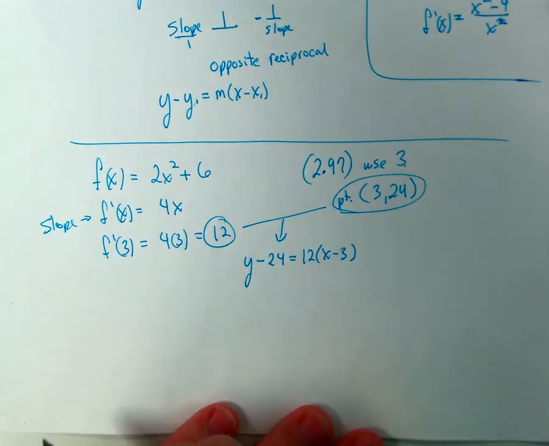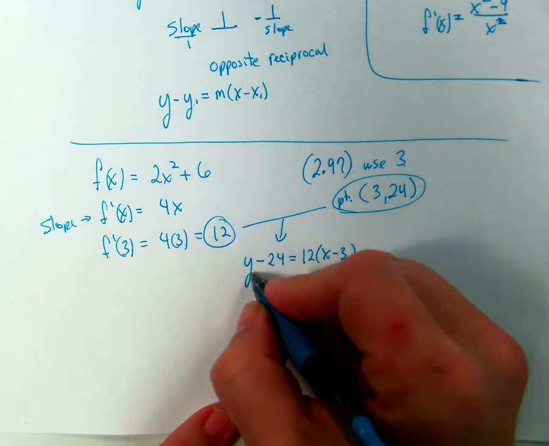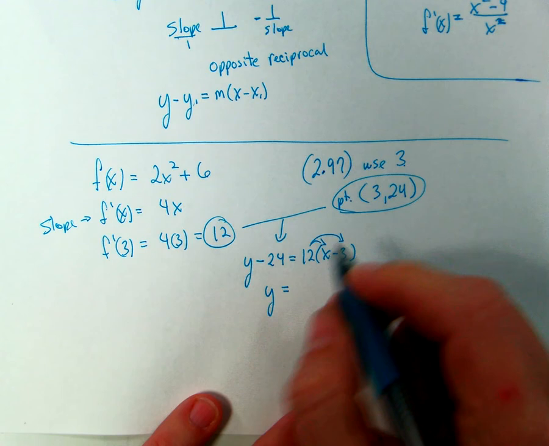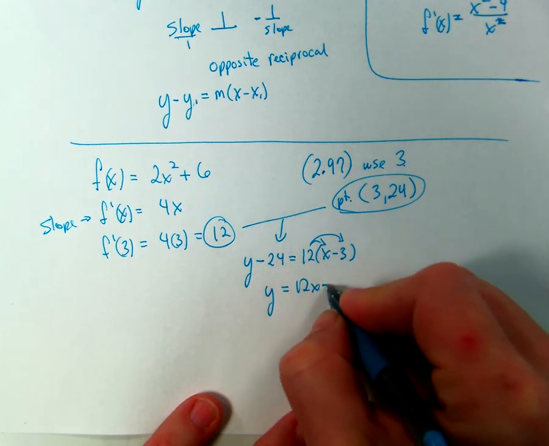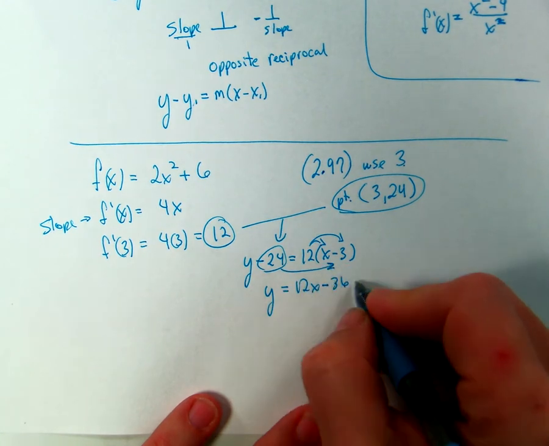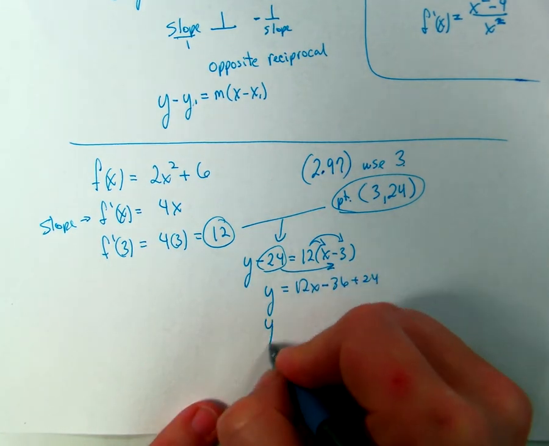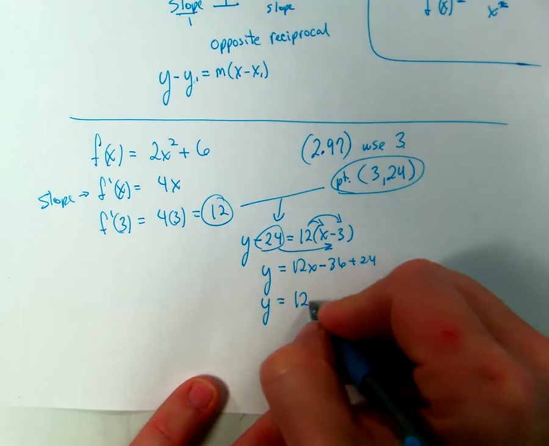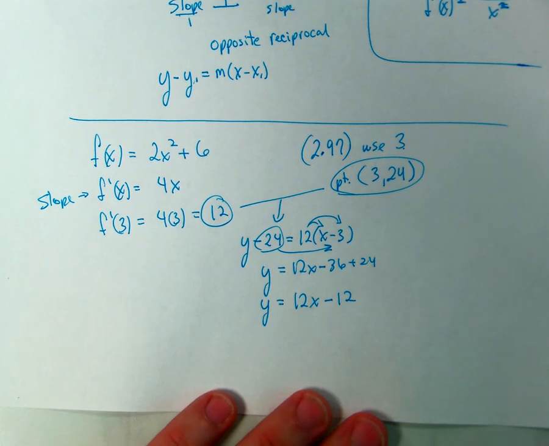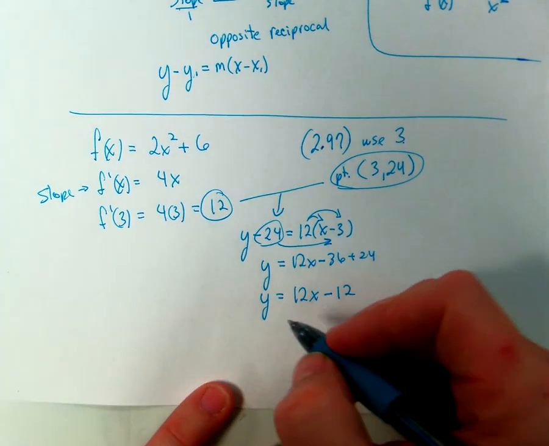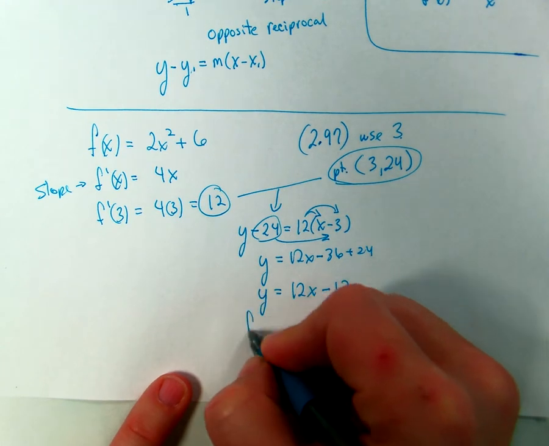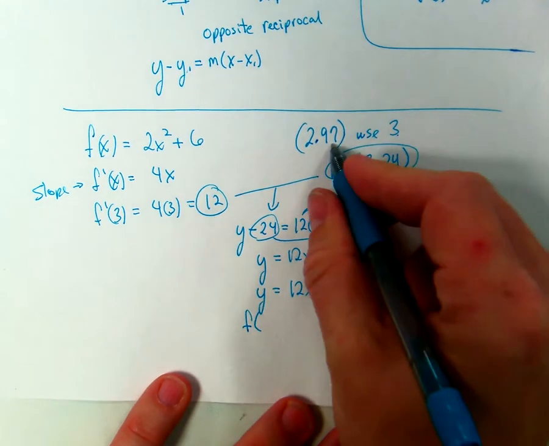And if I simplify this down, or I don't even really have to, but I will get y by itself. We'll say it's y equals, we'll go ahead and distribute this in. This is going to be 12x minus 36, but we moved the 24 across, so that's going to be plus 24. We will have y equals 12x minus 12. Okay, and at this point we would then say, let's evaluate this at 2.97.